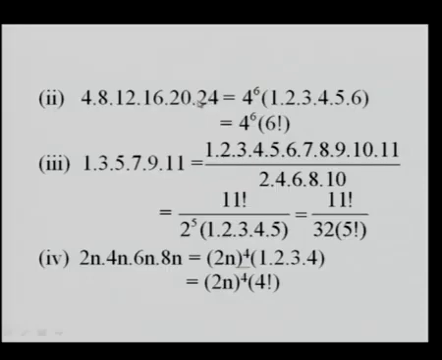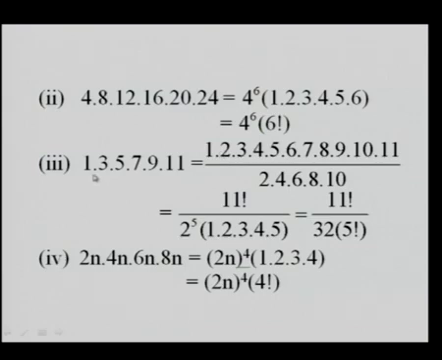So we can take 4 common, one 4 we get from here, one from here, one from here. So we have 6 times 4. So 4 to the power 6 is common, and from 4 we are left with only 1. From 8, 4 is common, we are left with 2, and similarly 3, 4, 5, 6. So this can be written as 4 to the power 6 into factorial 6.